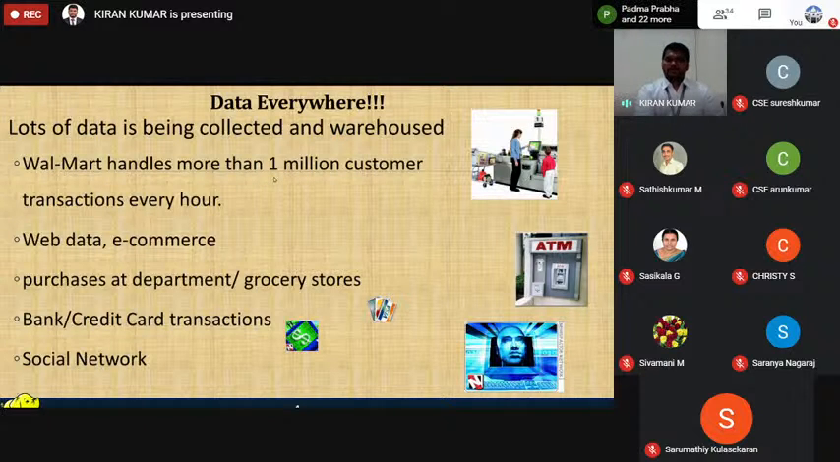This is one of the examples which we feel every day whenever we go to the grocery store. Obviously some data will be generated for the products we have purchased. And we can see here web data, e-commerce, and purchases at the departmental grocery store and the local shops where we go. Nowadays it has become very straightforward. Whenever you go to any shop, they ask you to register yourself.